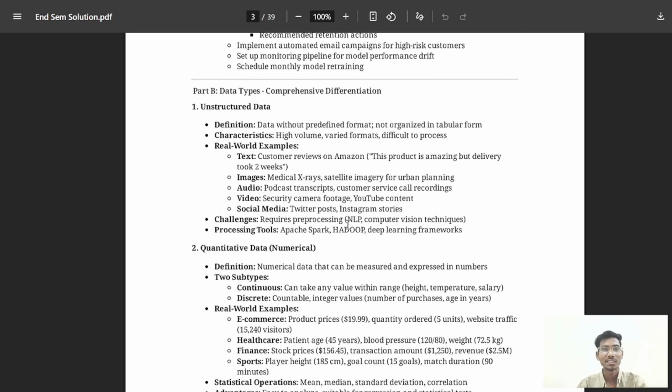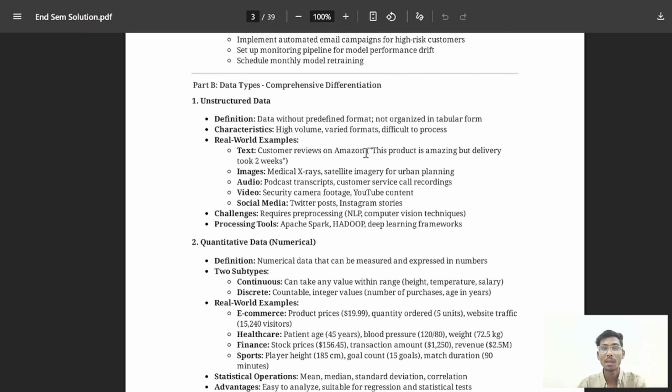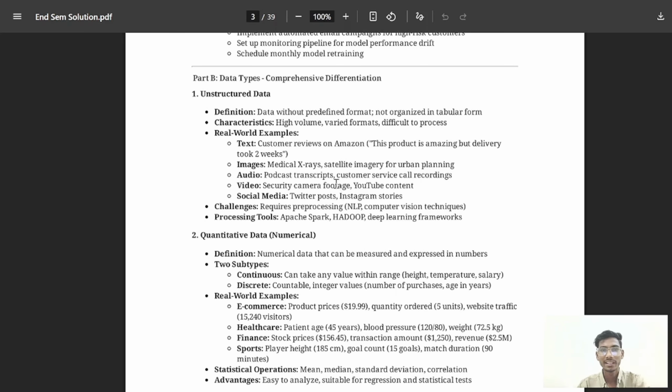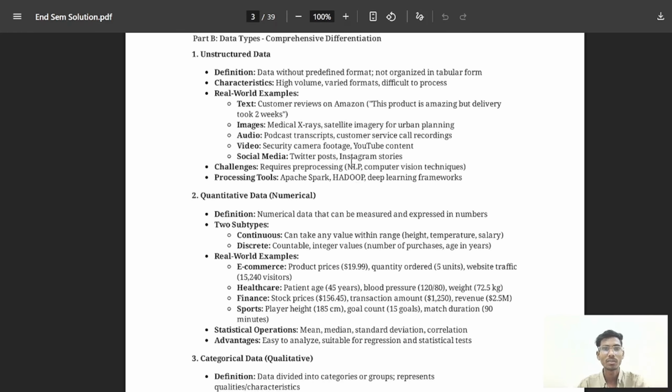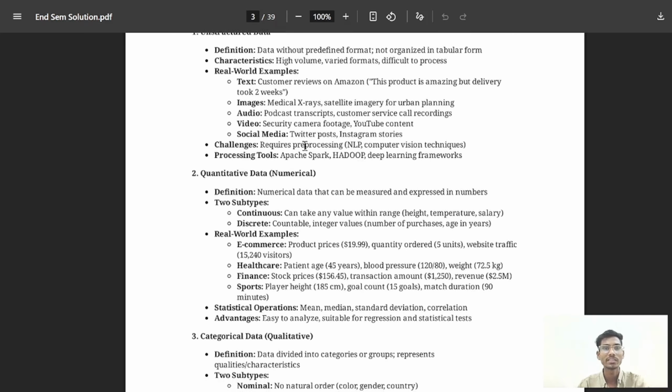Real world examples are text: customer reviews on Amazon, 'This product is amazing but delivery took 2 weeks.' Images: medical x-ray, satellite imagery for urban planning. Audio: podcast transcripts, customer service call recordings. Video: security camera footage, YouTube content. Social media: Twitter posts, Instagram stories. Challenges in this are that it requires processing with NLP and computer vision techniques. Processing tools are Apache Spark, Hadoop, deep learning frameworks.